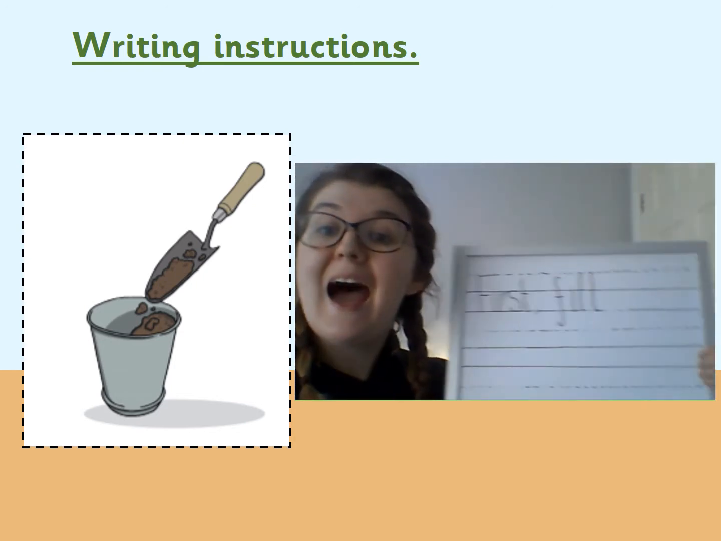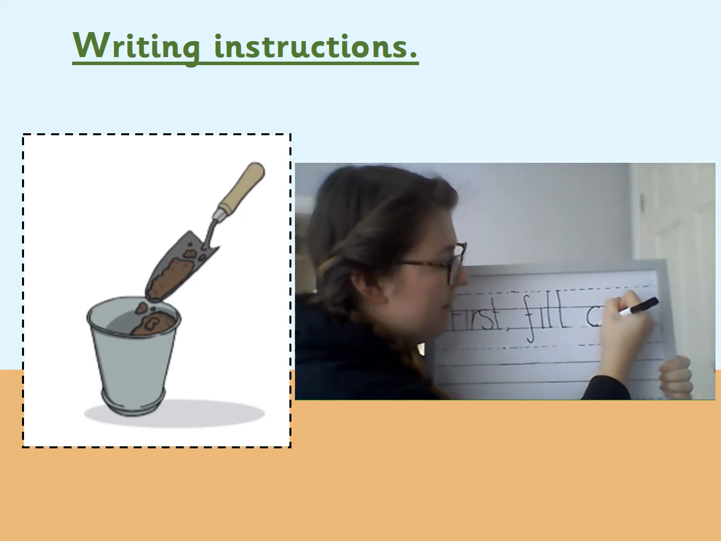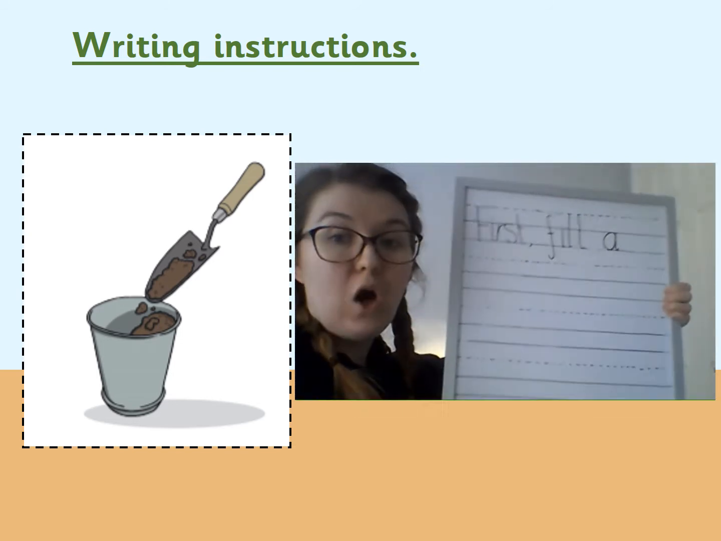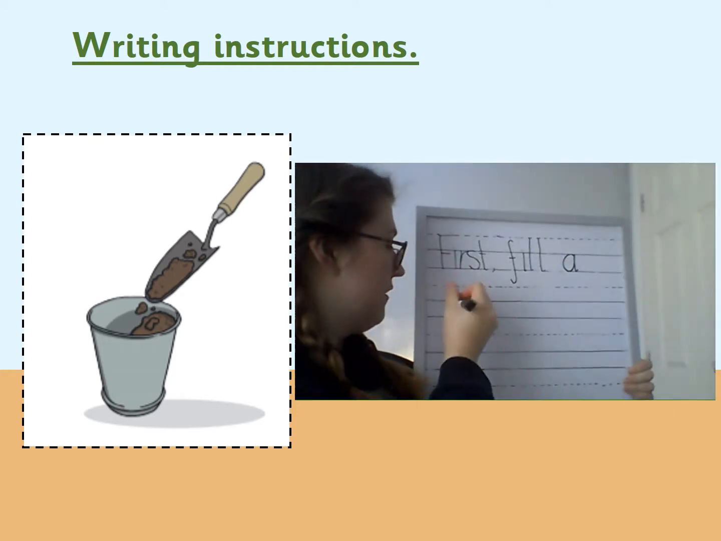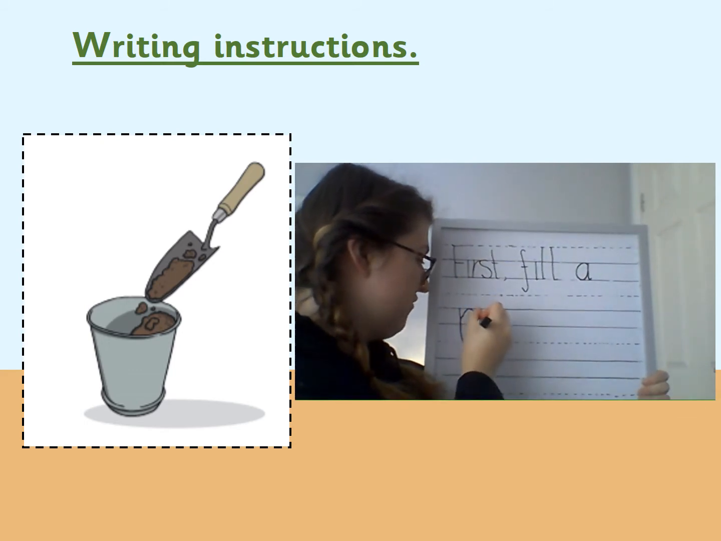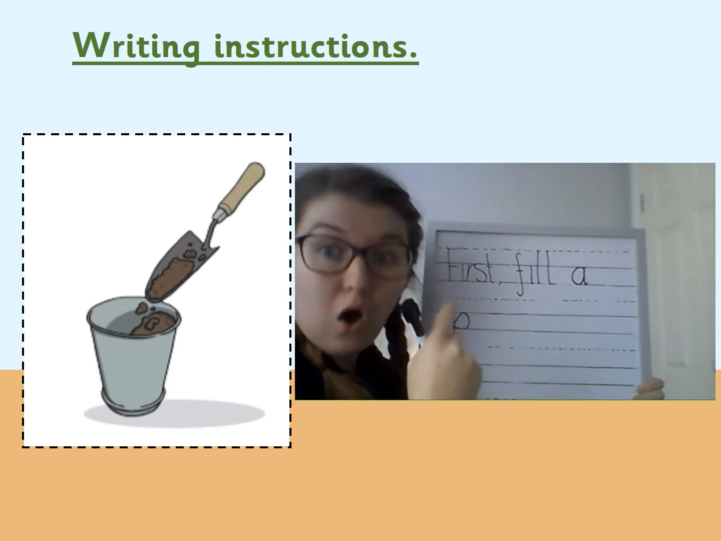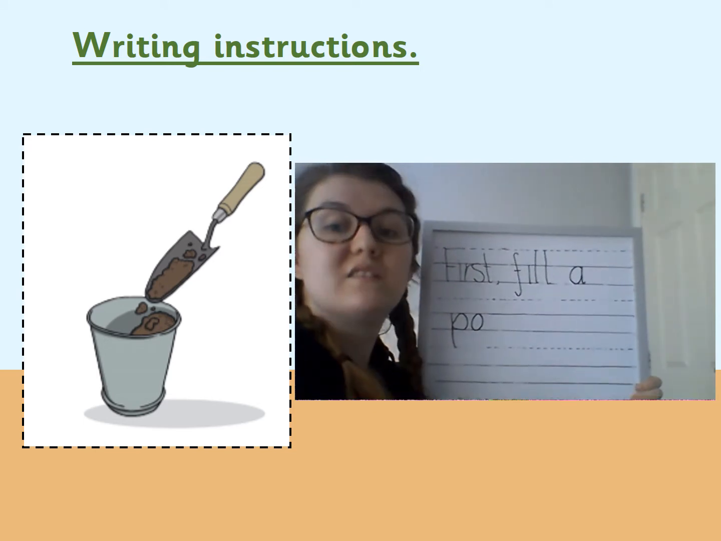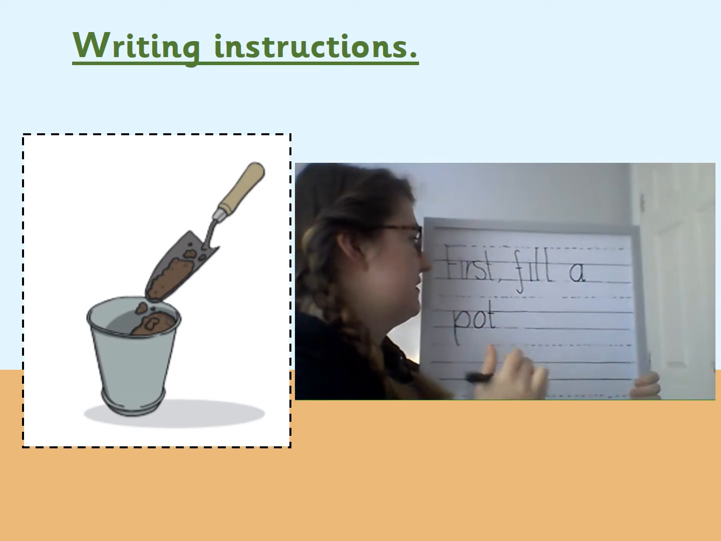First, fill a. Finger space. A. Around the apple, up and down the leaf. First, fill a pot. Pot. P. Down the pirate's flat and around his face. Pot. All around the orange. Down the tower, across the tower.